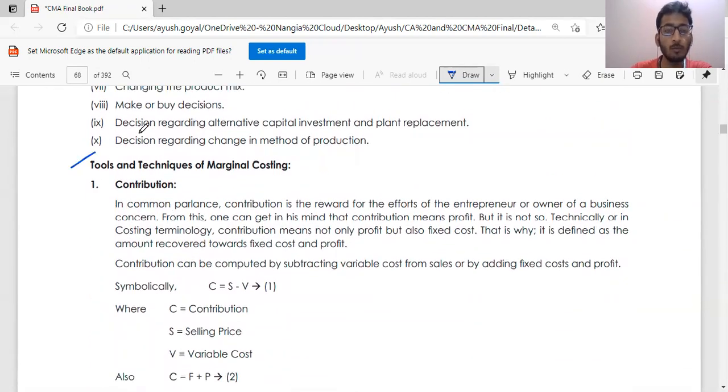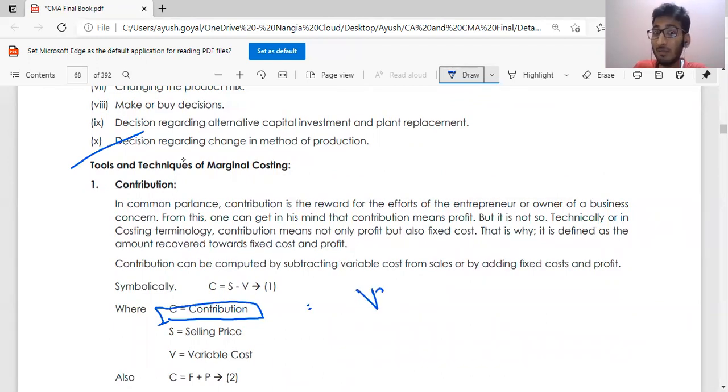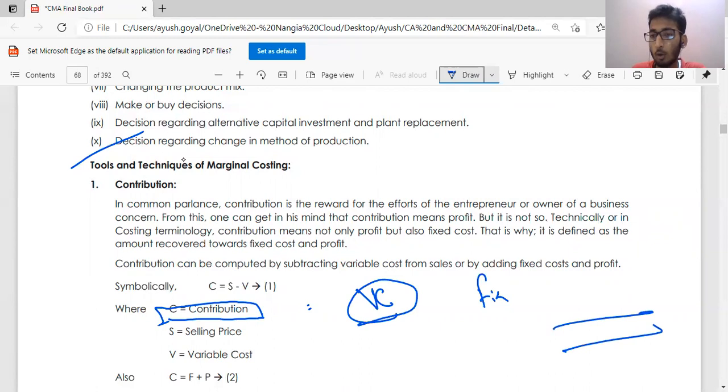Now, tools and techniques of marginal costing, or the differential costing as well. We have already done this. Why are we taking contribution only in marginal costing? Because in marginal costing, we only consider variable cost. We do not consider fixed cost. What is the definition of contribution? It is sale minus variable cost. So nothing related to fixed cost is coming here. That's why contribution is the only important thing for the purpose of marginal costing.